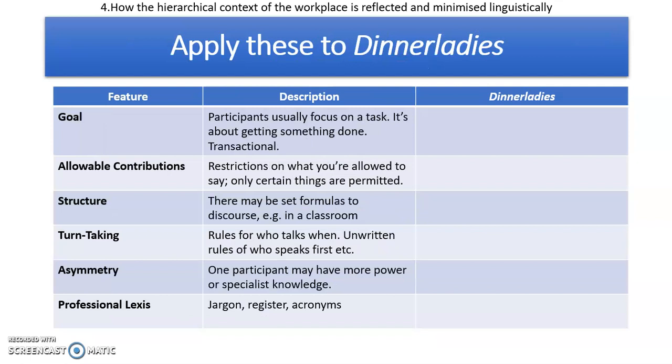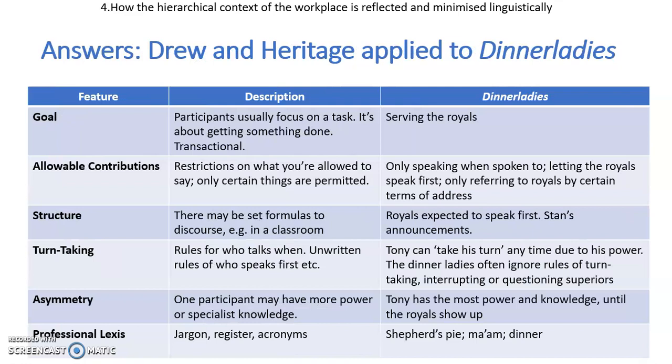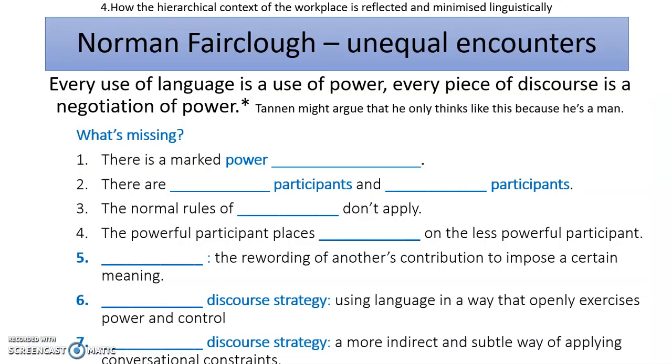And here are your answers. What I would like you to do is fill in this table and tell me where you see that in Dinnerladies. Pause now, fill in the table. Okay, quite similar to Swales here, so I'm not going to go through this. The only thing that I want to bring to your attention is this idea of allowable contributions in structure, the idea that you can only speak when you're spoken to because of the royals. Yeah, that's all I wanted to point out.